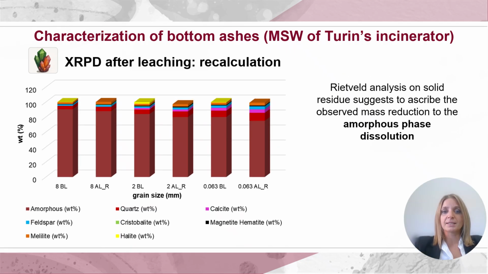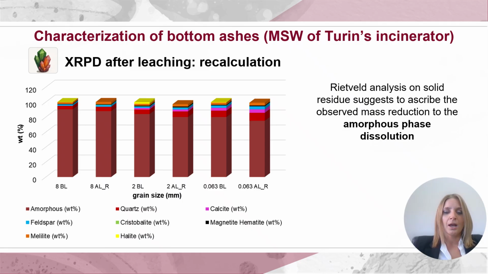To interpret the X-ray powder diffraction results correctly, we performed a recalculation based on the hypothesis that the phases dissolved during leaching were primarily halite and the amorphous fraction. This correction demonstrates that the apparent increase in quartz or calcite was simply an artifact. The recalculation, assuming that the weight loss is due to the dissolution of halite and the amorphous fraction, shows that the crystalline phases remain essentially constant.